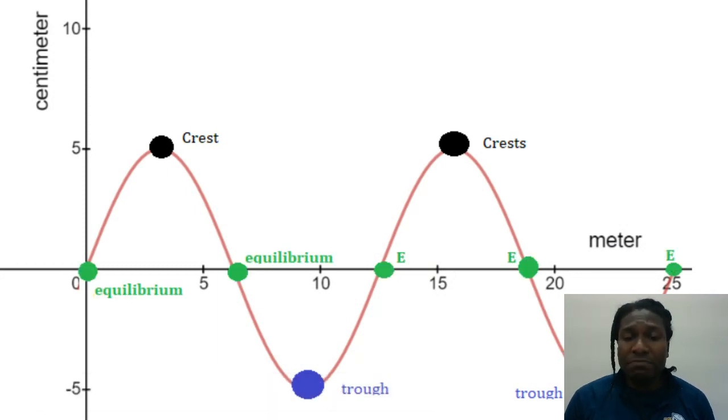Now we do have these middle points. The point exactly in the middle of our wave is called the equilibrium. You'll note that in this one there's five of them, and this is the middlemost point on a wave.